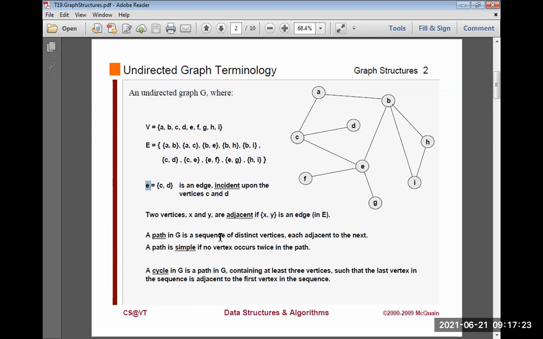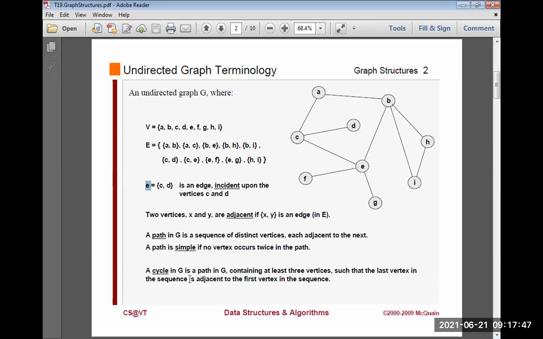Okay, so a path in G is a sequence of distinct vertices, each adjacent to the next. A path is simple if no vertex occurs twice in the path. Here only A to B is there and B to A is there, do not represent it twice. Okay, that is our condition here.